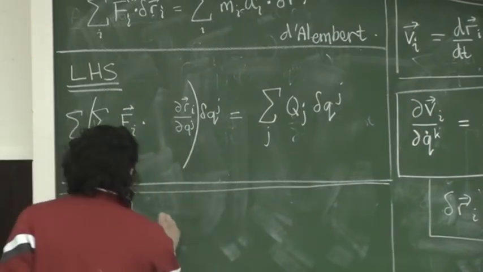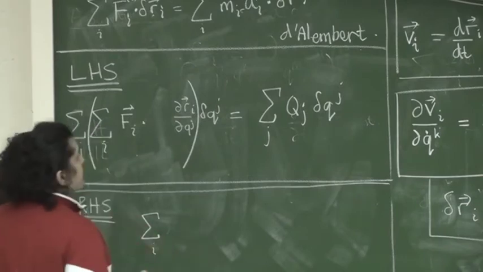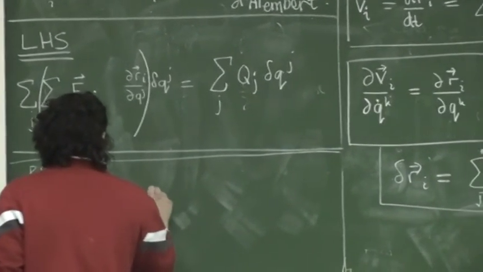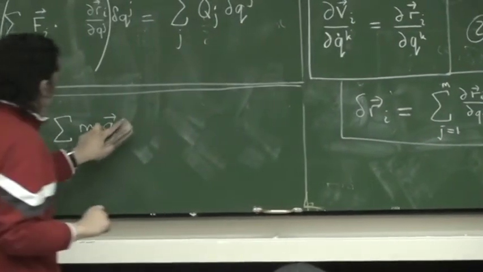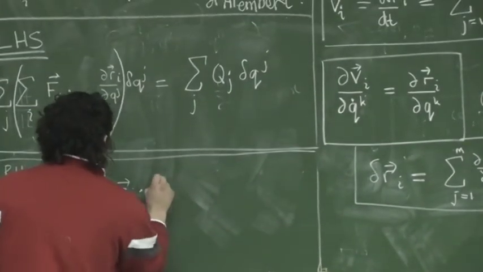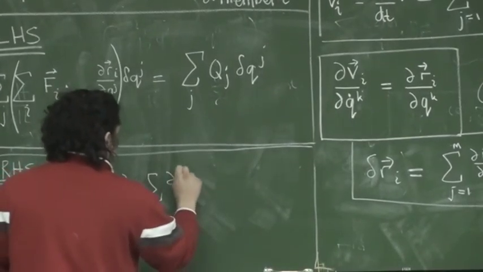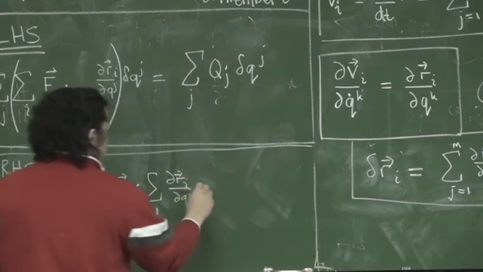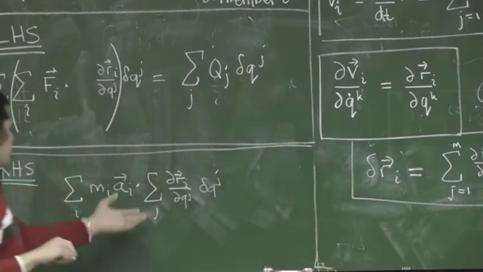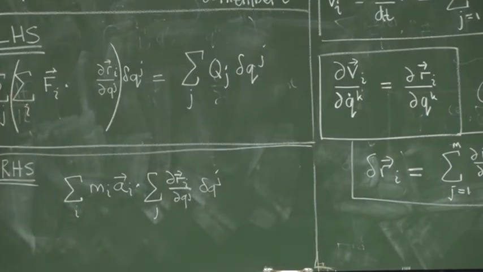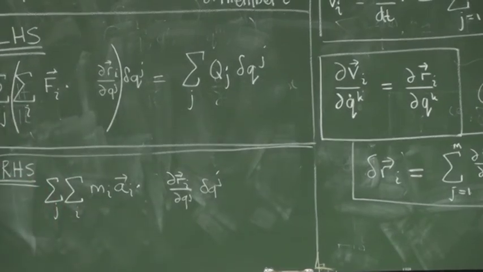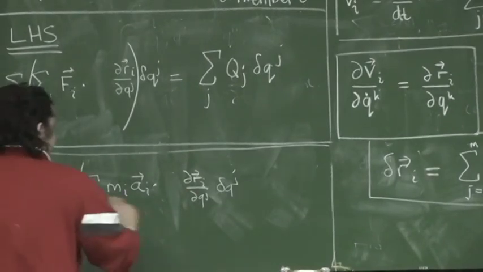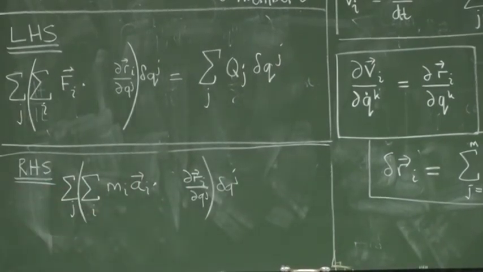So the right-hand side can be written as a sum over i of mi ai dot delta ri, right? And so you already know that I can write this as a sum over j of del ri by del qj delta qj. Okay, so that's the same thing we did here. And the same as we did here, the sum over j can come out, we just move it to the front. And now we realize that this is something times delta qj. Correct?